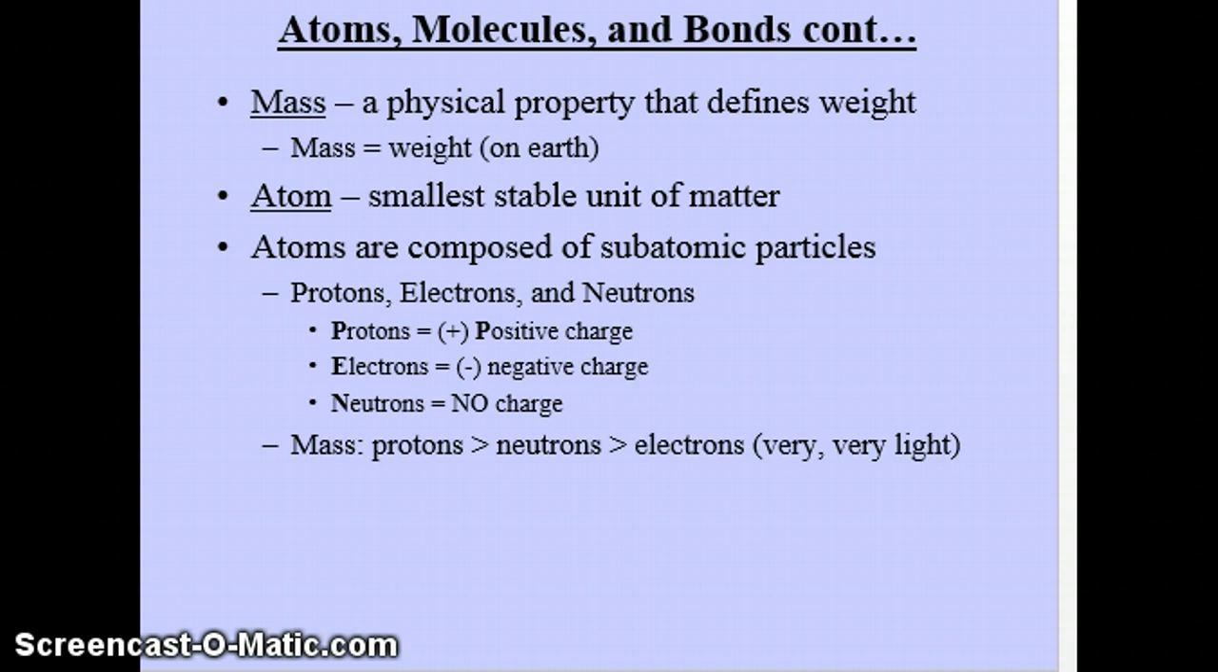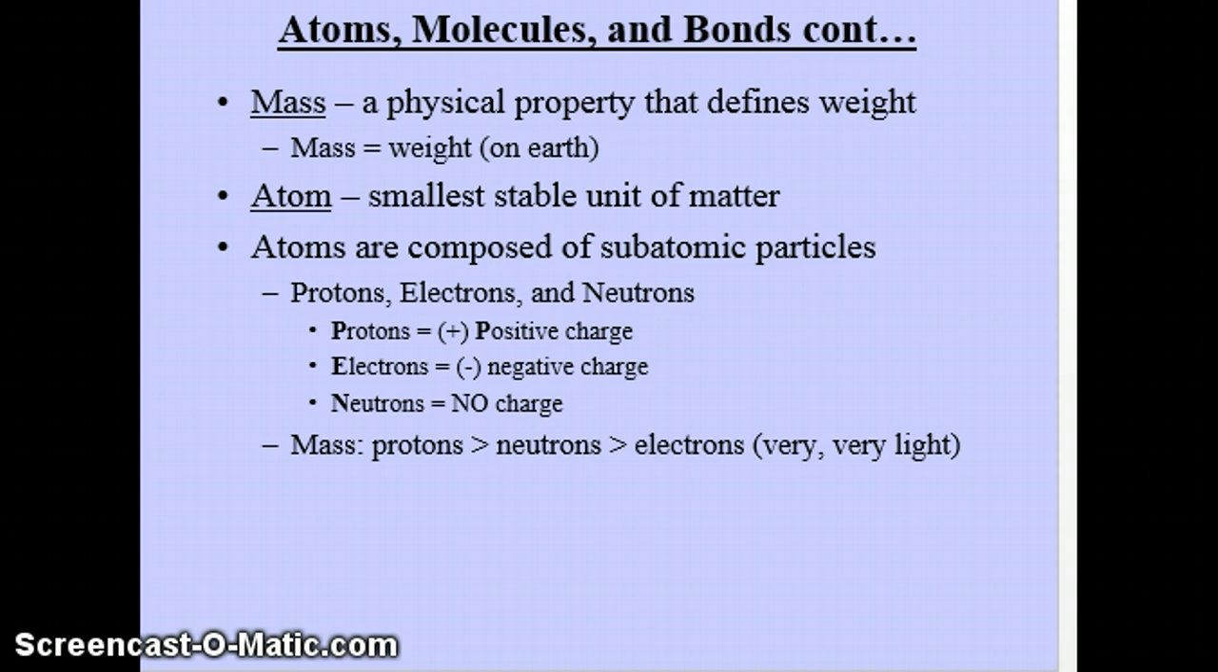So if you want to say there are three parts to a hamburger, there is the bun, the patty, and the ketchup. Those are the three things that make up a burger. So the protons, electrons, and neutrons are a lot like the bun, the beef patty, and the ketchup. They're all parts that make up the larger thing called the atom, the burger.